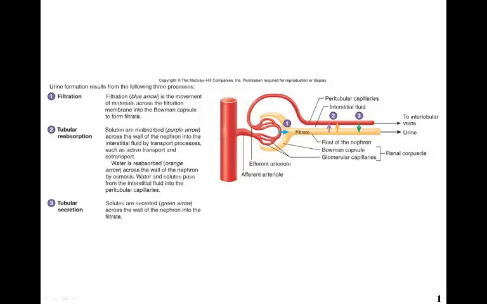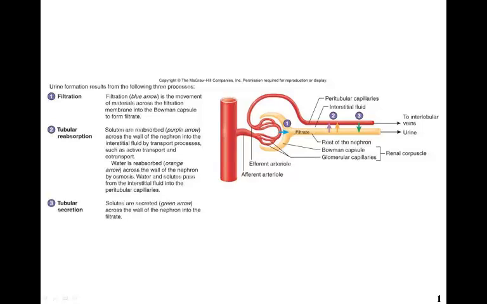So we're going to be talking in more detail about the steps that happen inside the nephron in the formation of urine. Just to review, in this slide you can see the three steps involved in the formation of urine. The first step is filtration, and that's when blood comes into the glomerulus and some fluid passes from blood into the nephron. We talked about that already in the previous lecture.